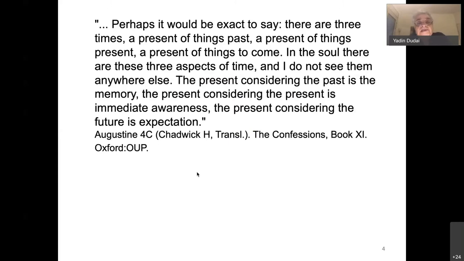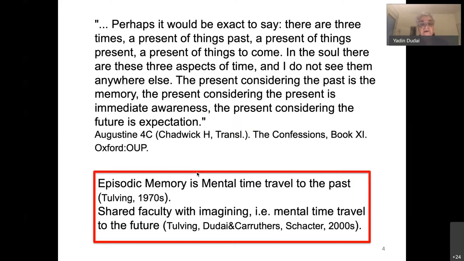Perhaps it would be exact to say there are three times: a present of things past, a present of things present, and a present of things to come. And it's extremely important to pay attention to the fact that this is exactly how we see it in modern neuroscience of memory or neurocognition of memory. We regard the memory of experience, or as we call it in our discipline, episodic memory, as mental time to the past. So it's something that we do at the present and travel to the past.